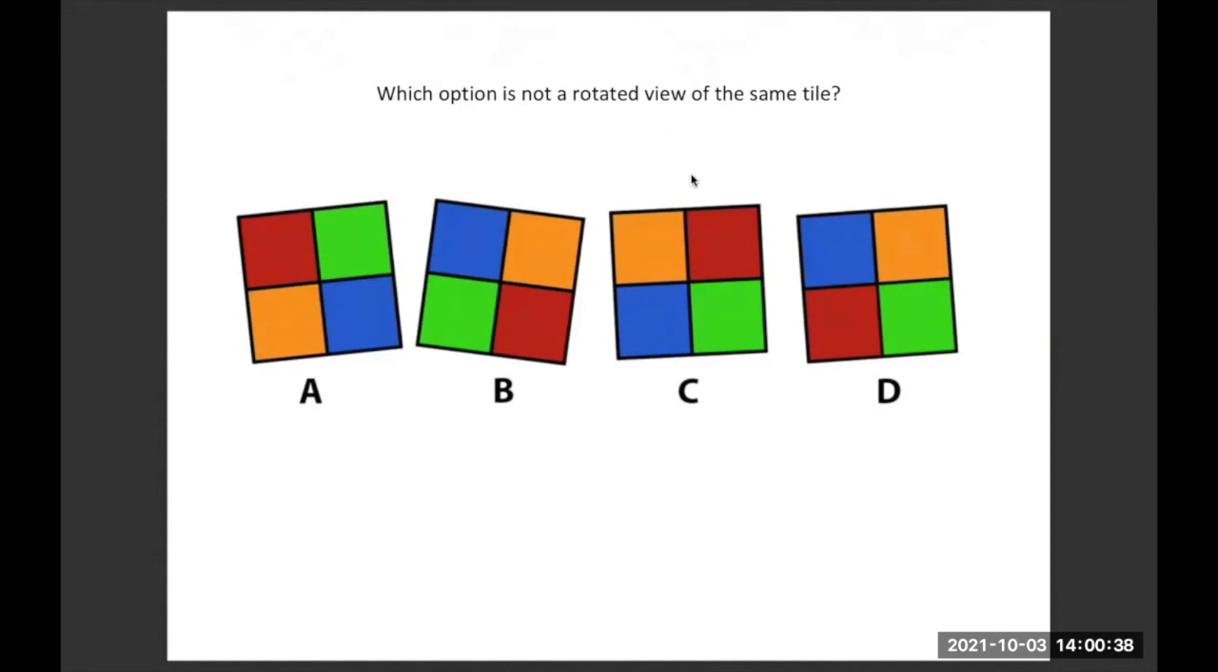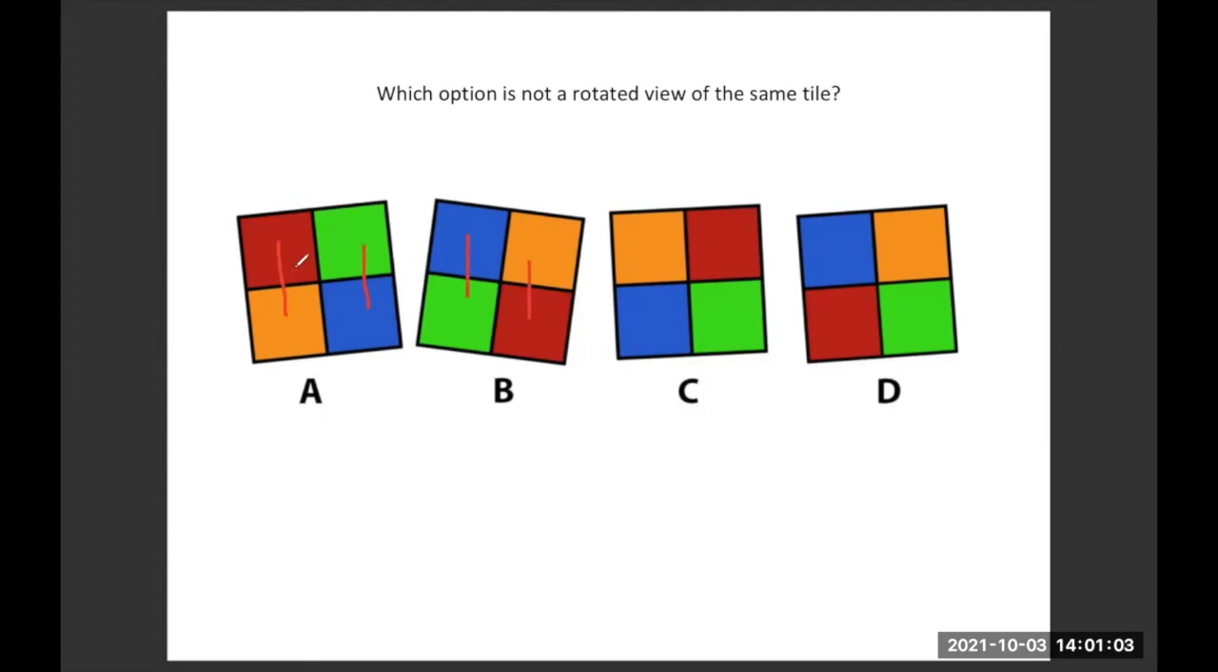Ma'am, option D. It's correct. What suggestion did you follow? What rule did you follow? Ma'am, in A, B, and C, red and orange are together, whereas in D they are not. Correct. What she said was which are together, which are vertically together. That is the relationship she looked at.